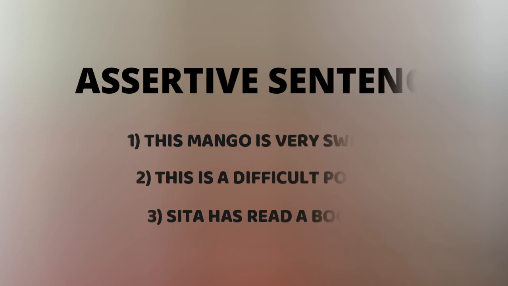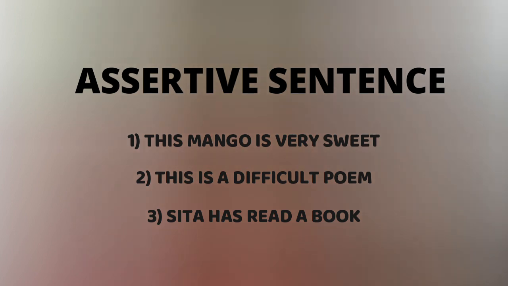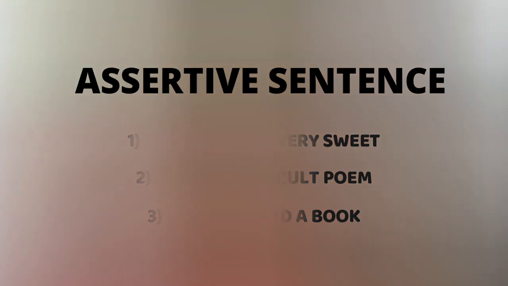Fine. So we are looking at the kinds of sentences. And the first one is assertive. And what are the three examples you wrote? This mango is very sweet. Write it down. Show it to me, whatever you have written. What is the second statement which I said? This is a difficult poem. And Sita has read a book.